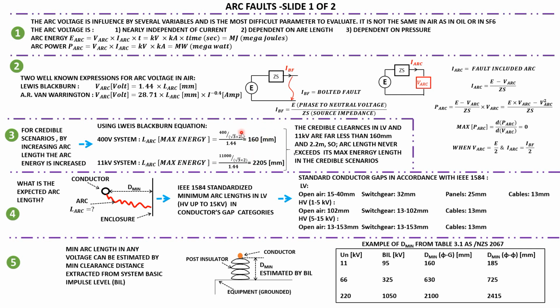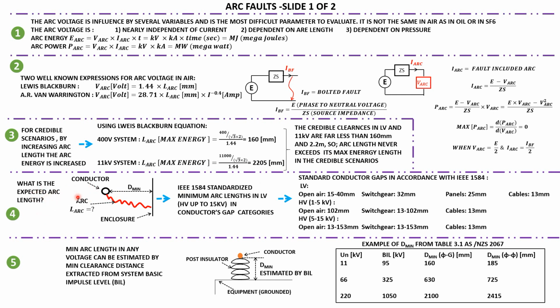For both of these values, we know the clearances in LV are on the order of 30 or 40 millimeters, so we're not going to have an arc short-circuiting across a gap of 40 millimeters reaching 160 millimeters of arc length. It's not credible. So basically now we can say with some confidence that for credible cases, increasing the arc length increases the energy. So what is the expected arc length?